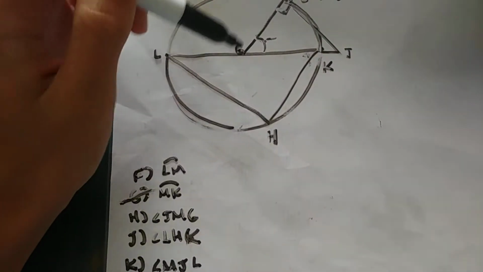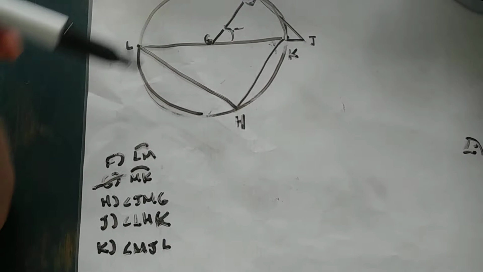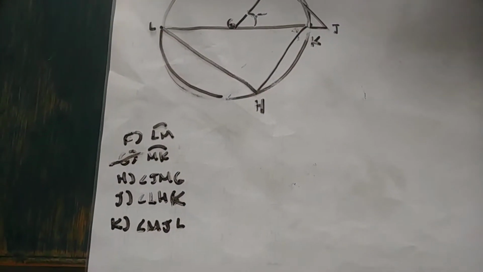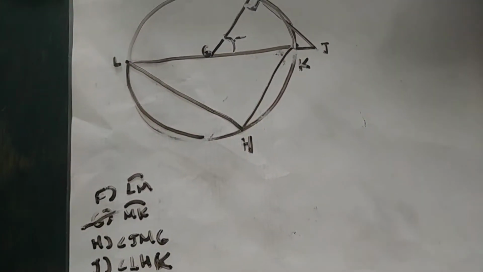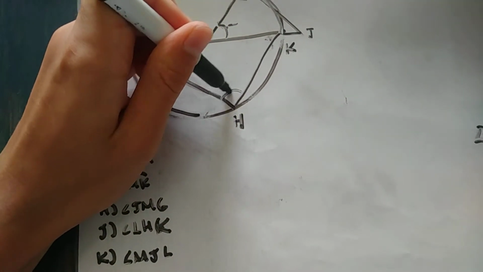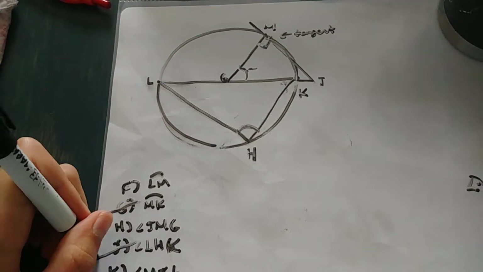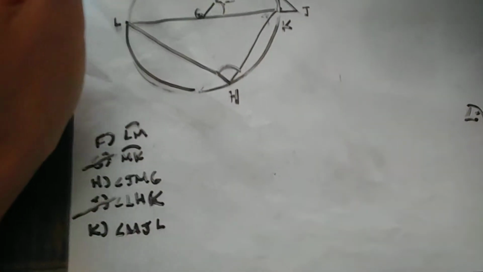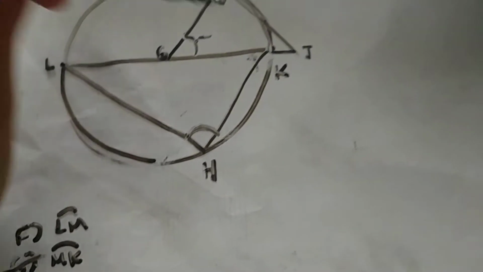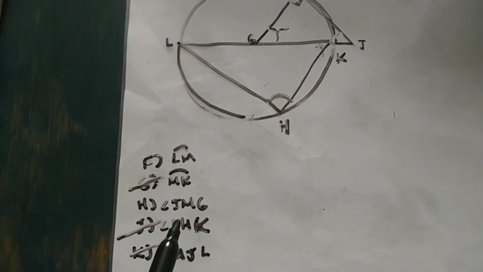So, now JMG. Alright, where's that? JMG. Alright, that's 90 degrees. Alright, well, let's keep going. Now LHK. Alright, that's right here. Well, we know that one must be less than 90 degrees, so it can't be that. Now MJL. Let's see. That's this one. That's also less than 90 degrees. So alright, so this is 90 degrees.